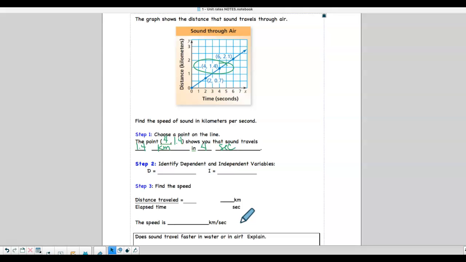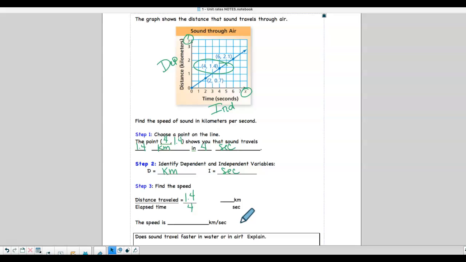What's the independent variable and what's the dependent? Abby. Okay, just like the last one, our y variable is the dependent. Our x variable is the independent. That's always going to be true. So we're going to find the speed. The distance traveled was 1.4. The time was 4 seconds.